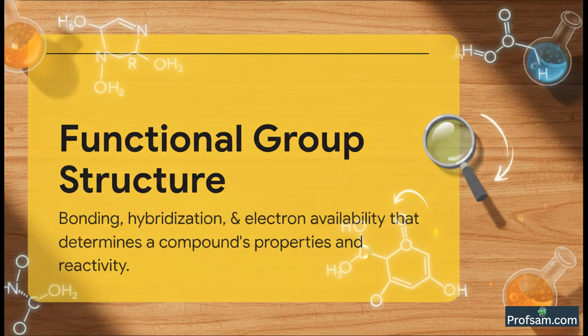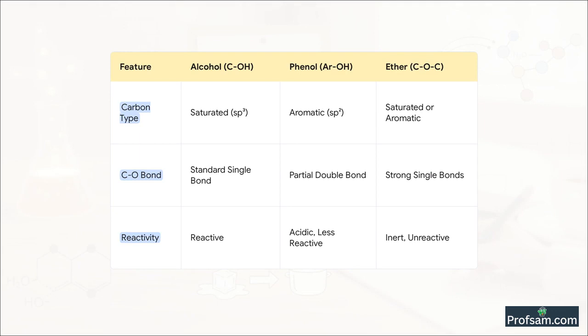All right, now for your exams. Here is a proper formal definition. The functional group structure is the specific bonding, the hybridization, like sp3 or sp2, and the availability of electrons that together determine the chemical properties and reactivity of a compound. The key thing to remember here is that all of these factors work together as a team. And this table here really shows the differences so clearly.